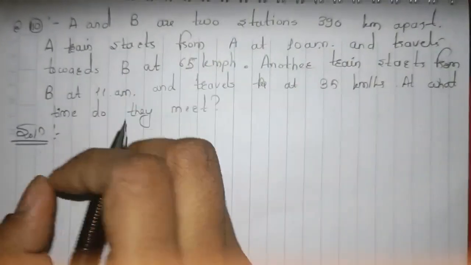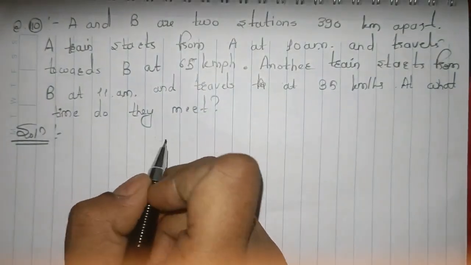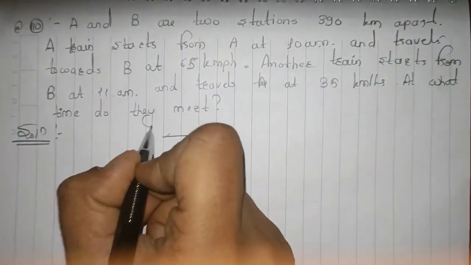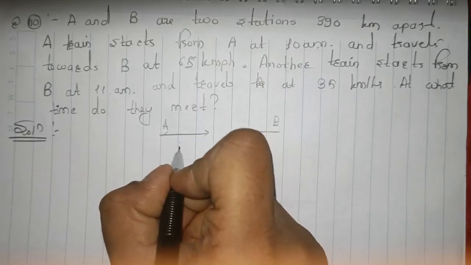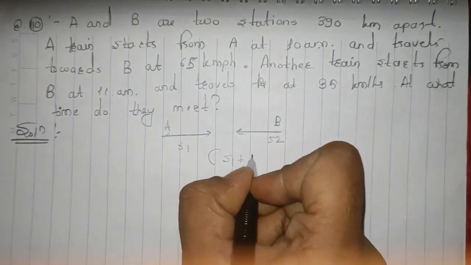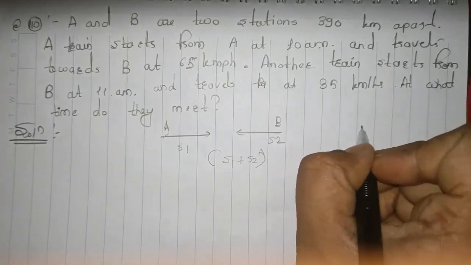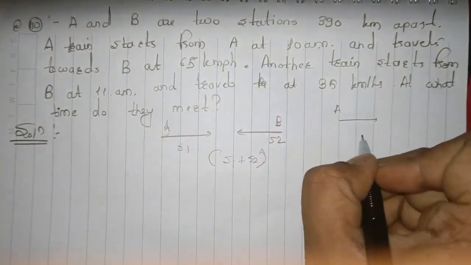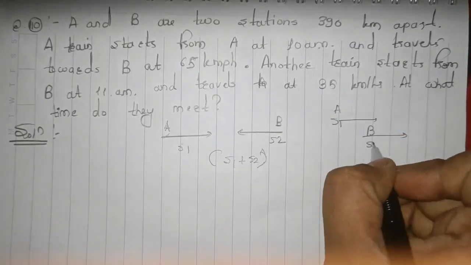Now, in this type of question, when we want to use the concept of relative speed, remember this: when the two trains are moving in opposite directions, their speeds get added. For example, A is moving in this direction and B in this direction, the speed is S1 here and S2 here. The relative speed is S1 plus S2. The speeds will get added. Similarly, when they are moving in the same direction, like A is here and B is somewhere here and they start moving, the speeds taken are S1 and S2.